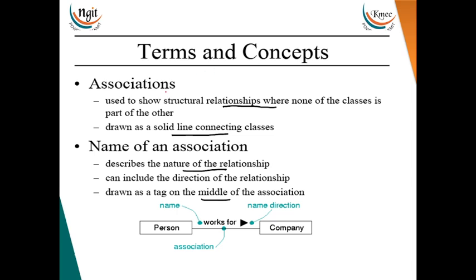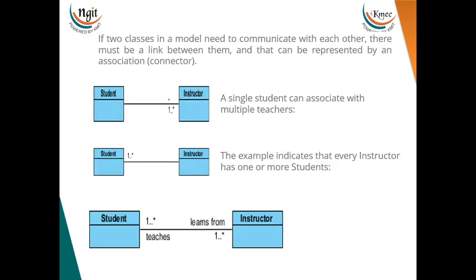Terms and conditions, association. Association is used to show the structural relationship between them. Correct? Draw a solid line like this one. Describe the nature of the relationship, and it can include the direction of the relationship, drawn in the middle of the association. A person works for an organization. A person is associated with an organization. That is part of it. Correct? Like a student is associated with the structure.